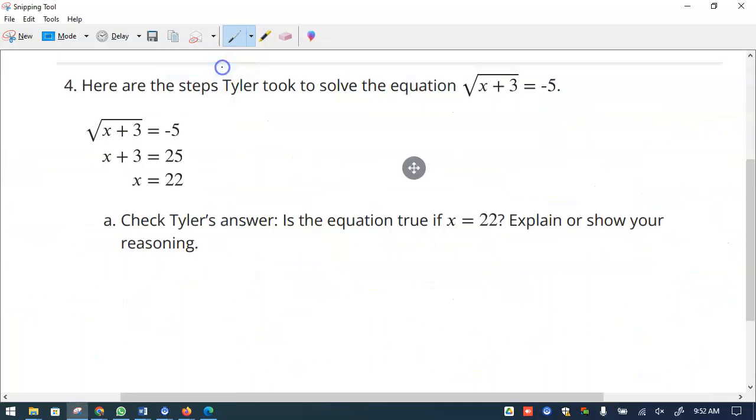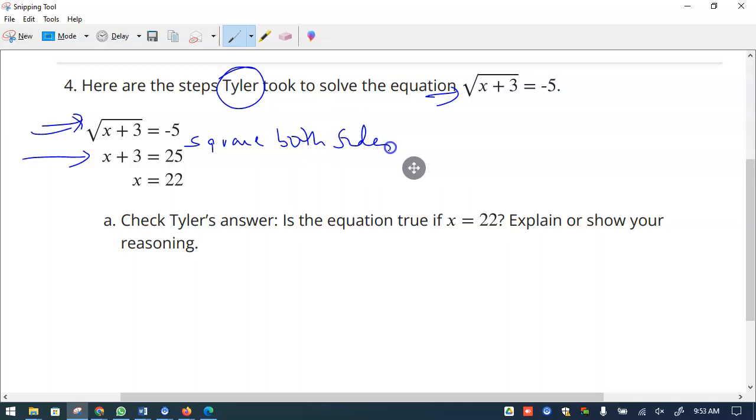Question number 4: one student by the name of Tyler solved this equation. What he does is, you see, he starts with this. And how did we get this? That means he squared both sides. When he squared both sides, this negative 5 became 25, then he subtracted 3 from both sides, and got x equals 20. The question is, is this answer correct?